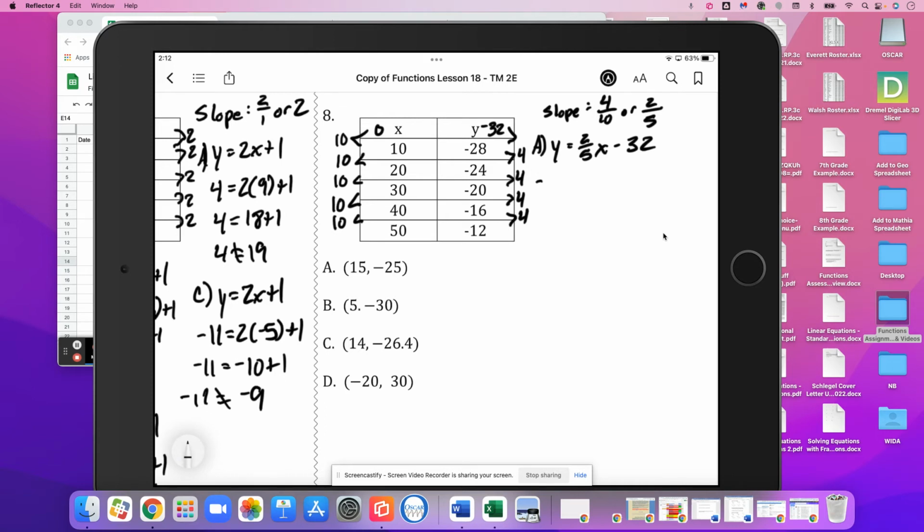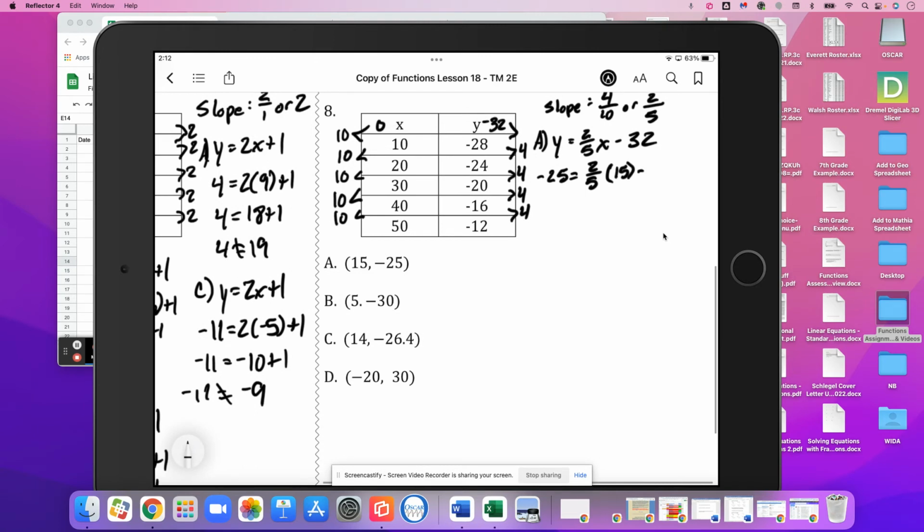So let's test our first set of points. We've got negative 25 equals 2/5 x, and I need to replace my x, times 15 minus 32. So negative 25 equals 30 over 5 minus 32. Negative 25 equals 6 minus 32. And negative 25 is not equal to negative 26. So no, A is not a solution.